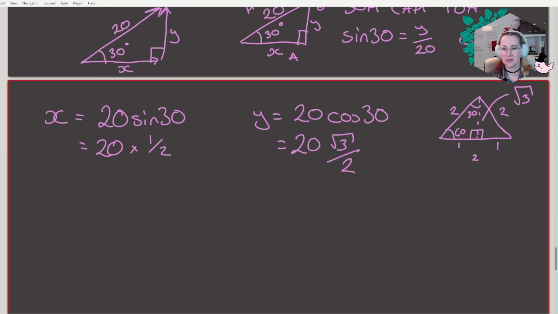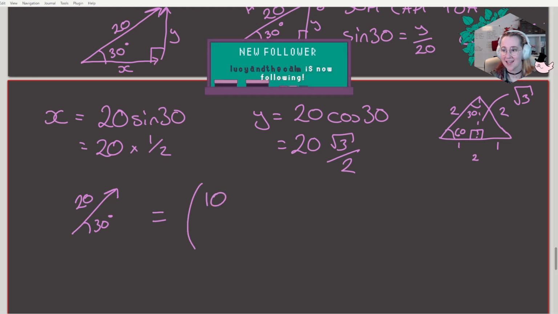Okay, so this gives us our two vectors. So that 20 at 30 to the horizontal can be written in the x direction as 10 and in the y direction as 10 root 3 newtons.